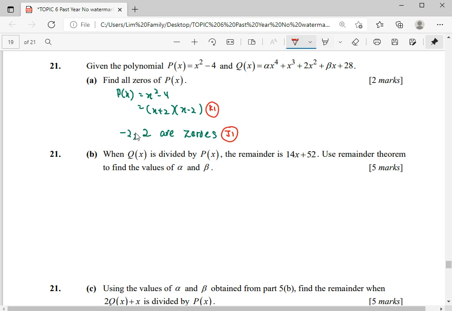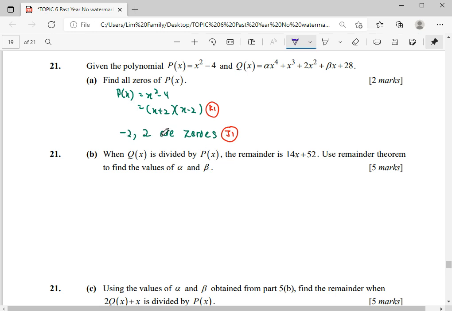And then question B. They say, when qx is divided by px, the remainder is 14x plus 52. So it has a remainder, which means it is the remainder theorem. So find the values of alpha and beta. We have two unknowns to find, so we have to build up two equations. How do we get the two equations? When we say divided by px.